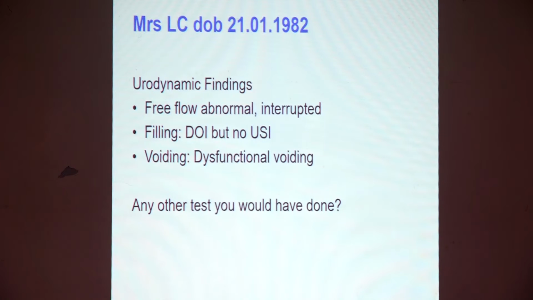So, a slip of the tongue, but you understand why. It's exactly like detrusor sphincter dyssynergia. This is dysfunctional voiding because she is neurologically normal, and it's the pelvic floor and not the intrinsic urethral sphincter. So what other tests should we have done?